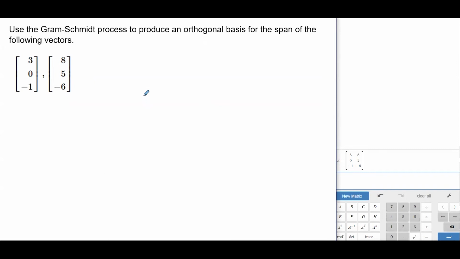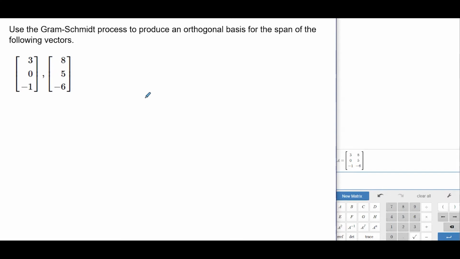So we are going to do a couple of examples of the Gram-Schmidt process. What it does is it takes two linearly independent vectors and turns them into two orthogonal vectors. We like to have a basis for a subspace, but it's better if we can get an orthogonal basis. So we're just going to work through the Gram-Schmidt process first with two vectors, and then we'll do one that has three vectors.